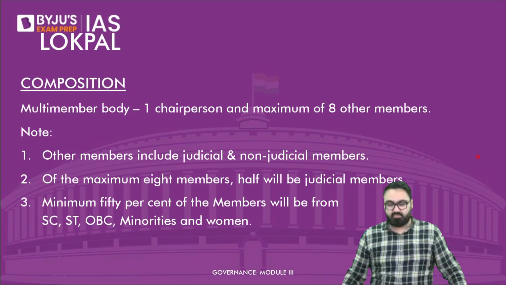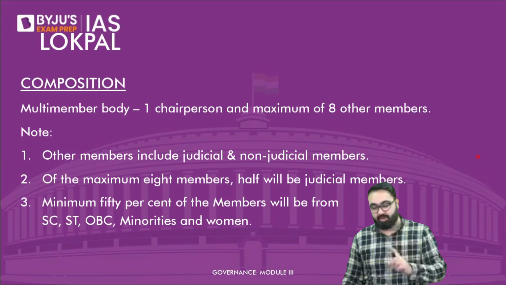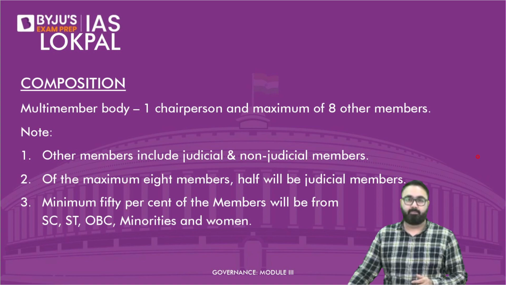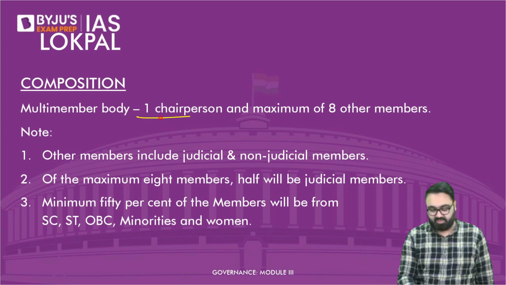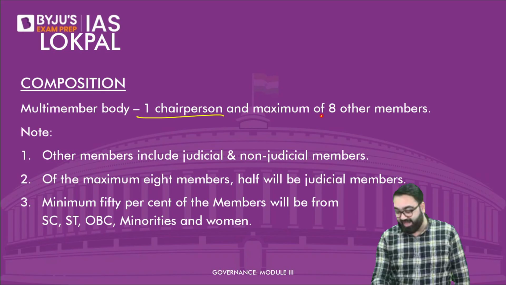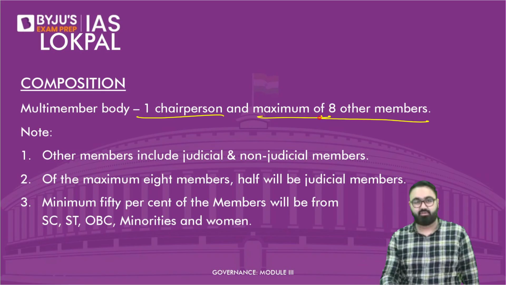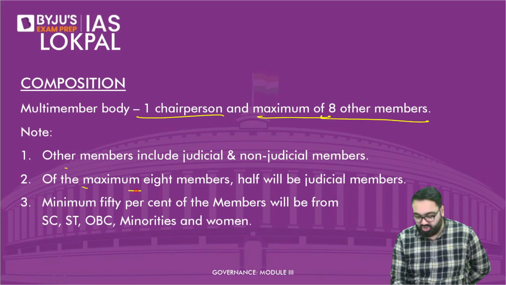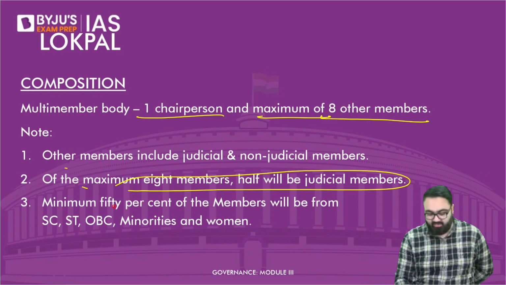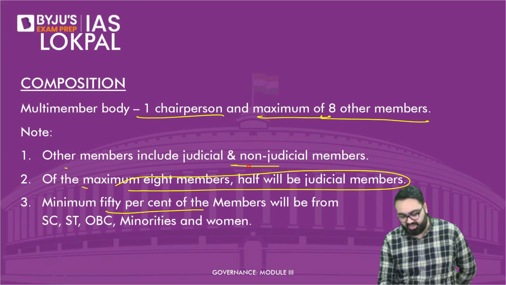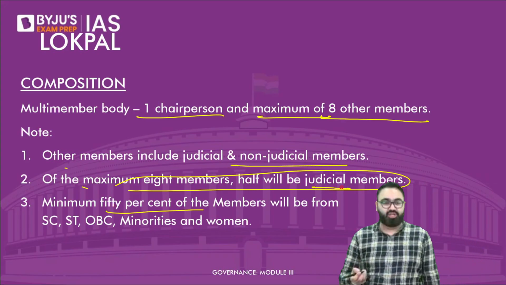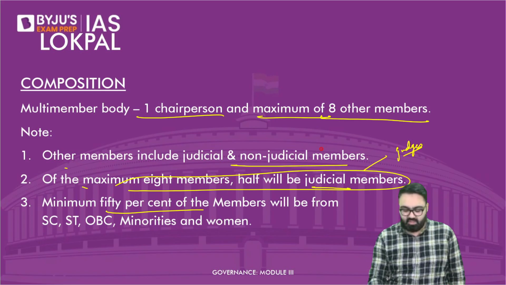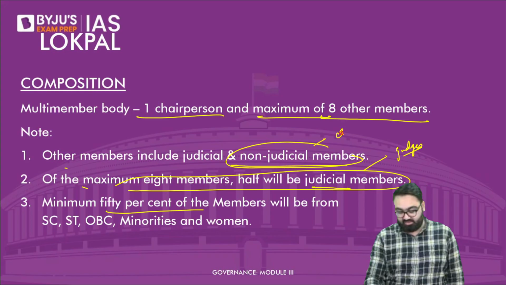Now, Lokpal is not just a one-member body. The name might seem like a single member, but it's actually a multi-member body. It has a chairperson and a maximum of 8 other members. Out of these 8, a maximum of 4 can be judicial members, and the other maximum 50% will be non-judicial members. What do you mean by judicial members? Judicial members means having a background in the judiciary, judges. Non-judicial obviously would be civil servants.